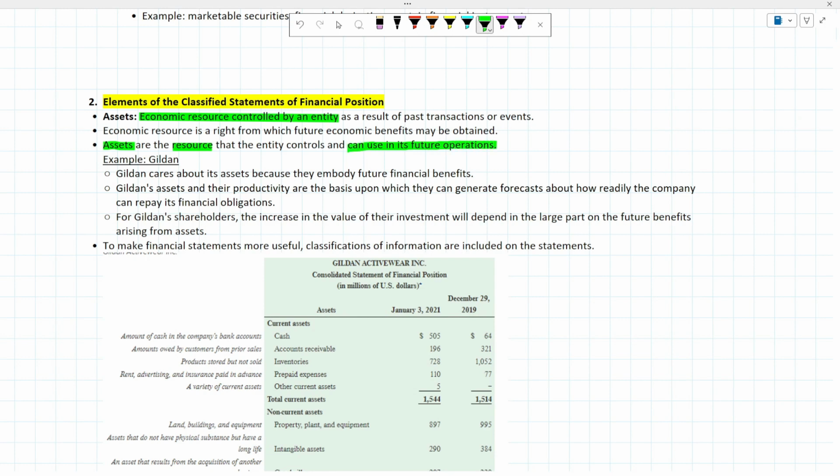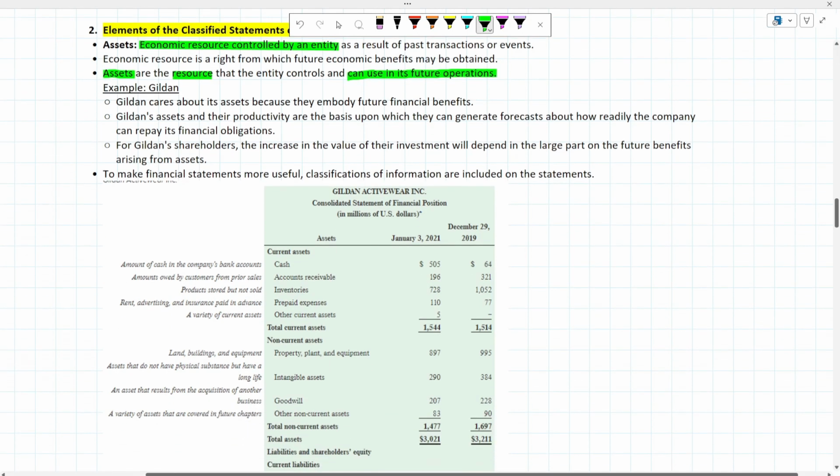So an example of this is Gildan, using the Gildan company. Gildan cares about its assets because they embody future financial benefits. Gildan's assets and their productivity are the basis upon which they can generate forecasts about how readily the company can repay its financial obligations. For Gildan's shareholders, the increase in the value of their investment will depend in large part on the future benefits arising from assets. To make financial statements more useful, classifications of information are included on the statements.